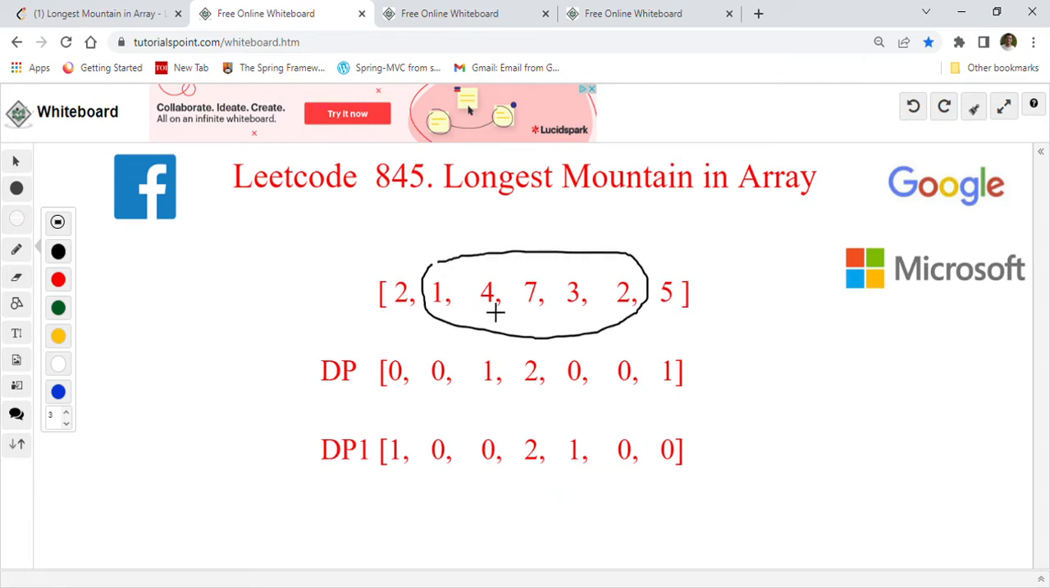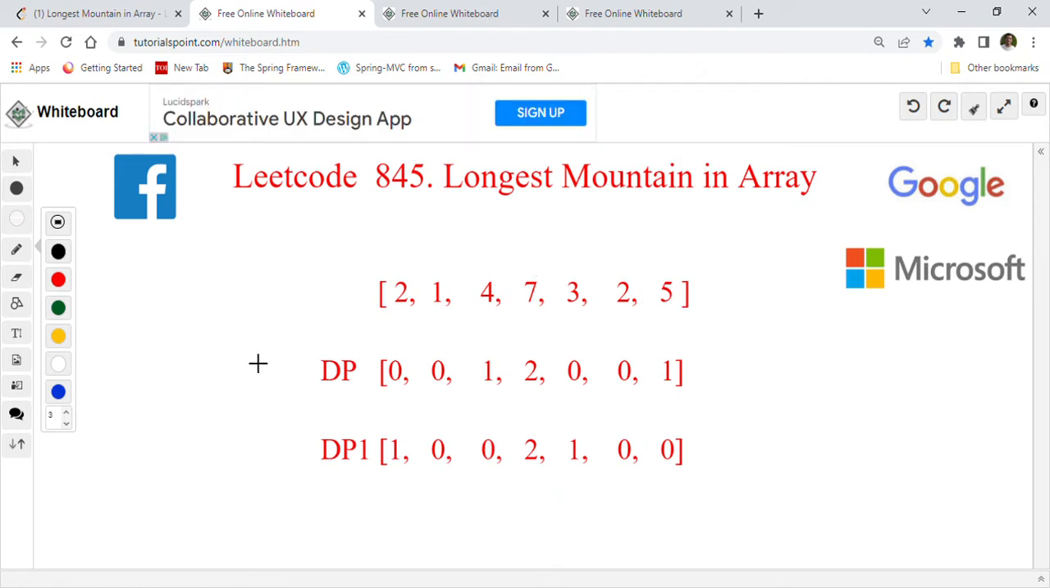As you can see, 1, then 4, then 7. So it is increasing. After it reaches 7, this is the peak, and then it will decrease, 3 and 5, right? So this is the mountain array. The length is 5 for this mountain array. So that is what we have to identify: how to identify the mountain array. Now, to solve this problem, we will use a dynamic programming approach.